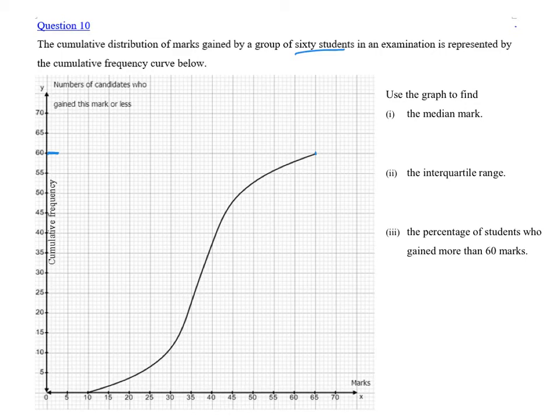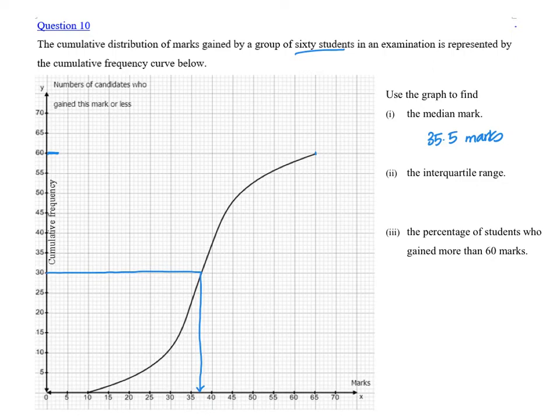Use the graph to find the median mark. So the median will be how many percent? 50%. 50% of 60 gives you 30. So in this case, we shall find out the value for our median using the graph. Okay, and this number will be roughly approximately 35.5 marks. I can't draw very accurately without a ruler on my screen, but I'm sure you can get a better answer than me.